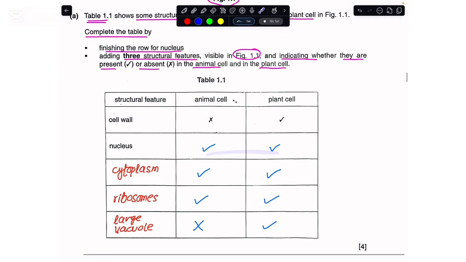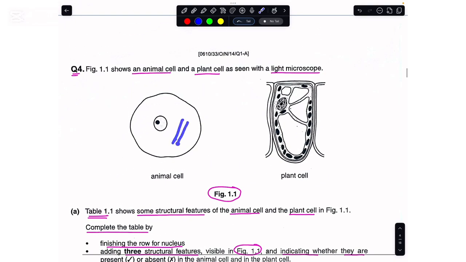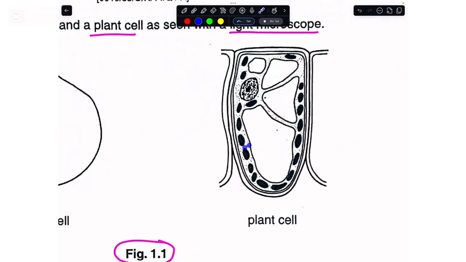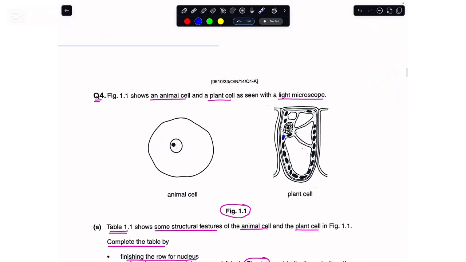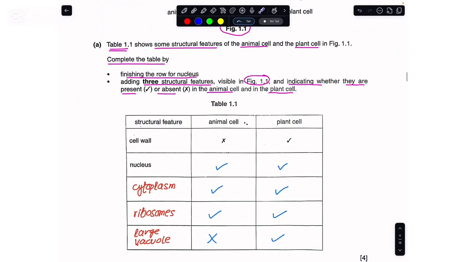Now, for the other things that we are required to write here, they actually say that it should be there in the diagram. So you see we have got the cytoplasm, isn't it? And then you see that here we have got some small tiny dots. They are the ribosomes. You can also tell about the large permanent vacuole, and you can also write about the chloroplast. But depending upon the animal and the plant cell, you are required to put a tick or a cross.